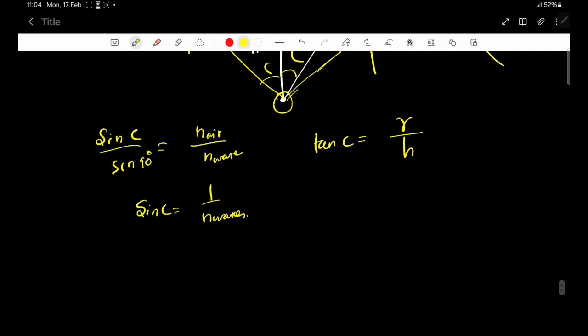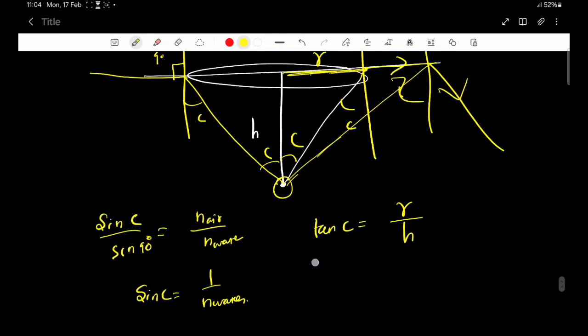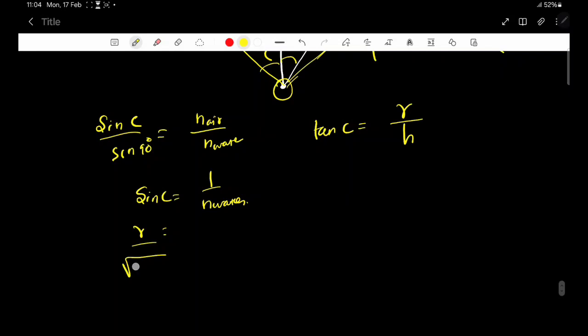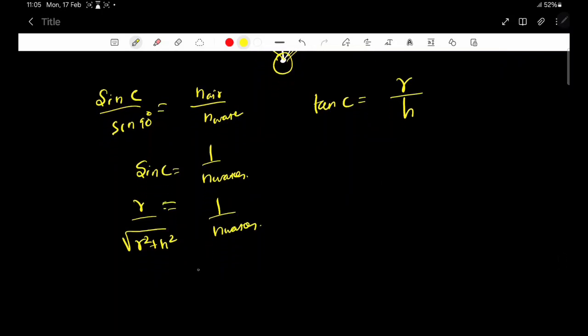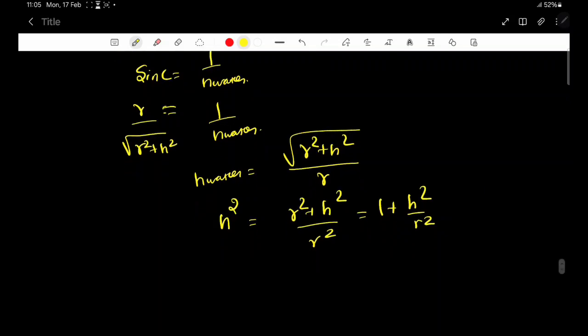Now sin C can be rewritten: sin means the opposite side, which is R, over the hypotenuse, which is root of R squared plus H squared. This equals 1 by n water. On simplifying, n water equals root of R squared plus H squared, divided by R. If I square this on either side, I get n squared equals R squared plus H squared by R squared, which is 1 plus H squared by R squared.